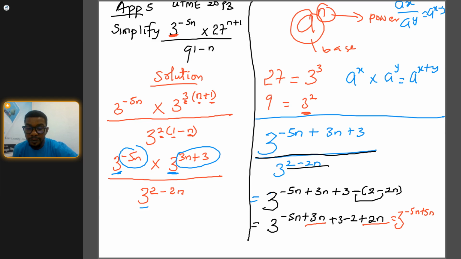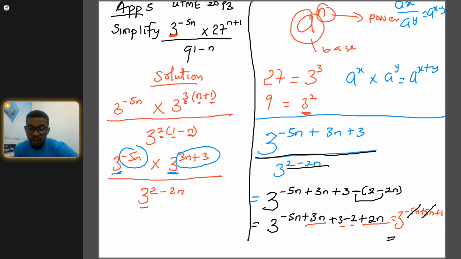Okay, then we have to subtract these 2 from these 3. The answer is plus 1. So if minus 5n cancels out plus 5n, this cancels out this. So we are left with 1 alone.